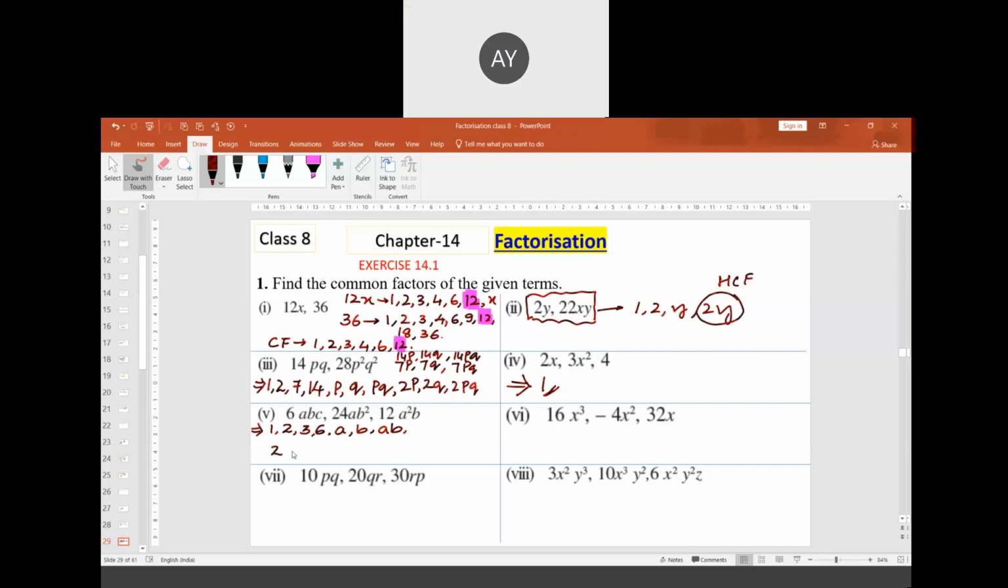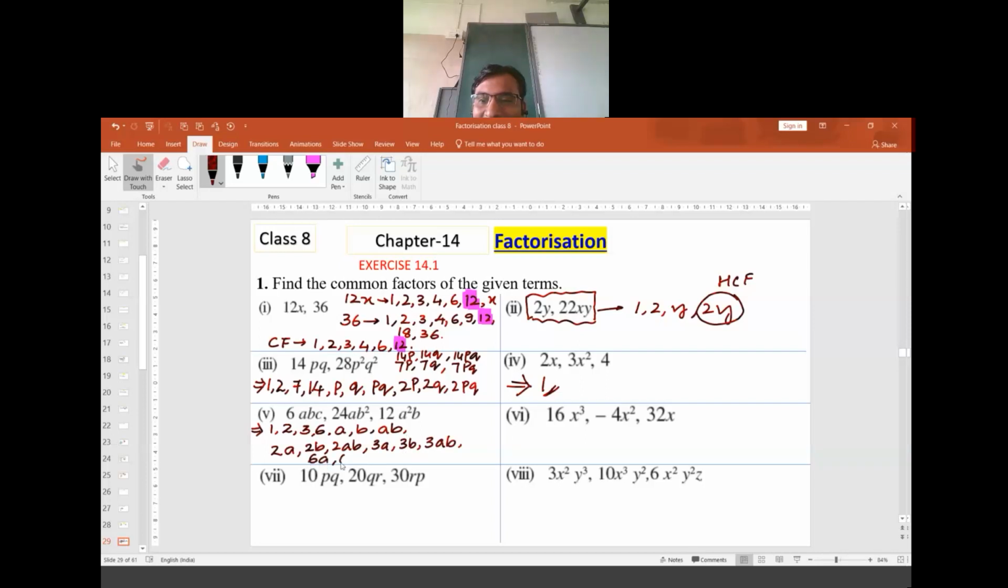1A, 1B, 1AB, 2A, 2B, 2AB, 3A, 3B, 3AB, 6A, 6B, 6AB. Which is the highest common factor? 6AB. Good, 6AB.